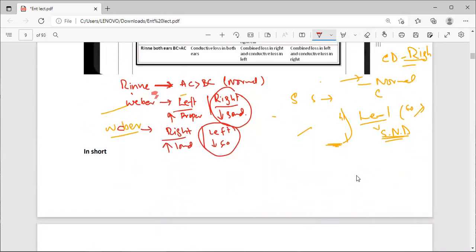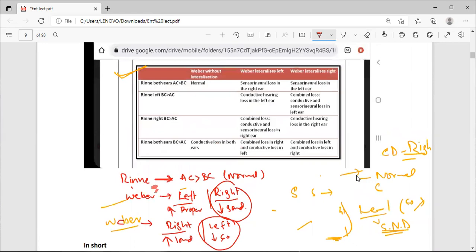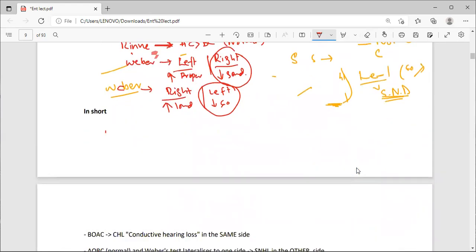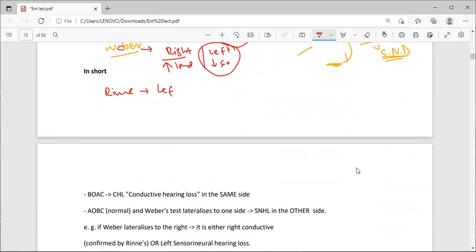Now let's move further. Rinne left, BC is more than AC. Now, when we do the Rinne test, this is the left ear and this is the right ear. On the left ear, BC is greater than AC, and in the right ear, AC is greater than BC. This means that the right ear is normal. Why? Because air conduction is greater than bone. Now on the left side, you can see that the bone conduction is greater than the AC, which is abnormal.